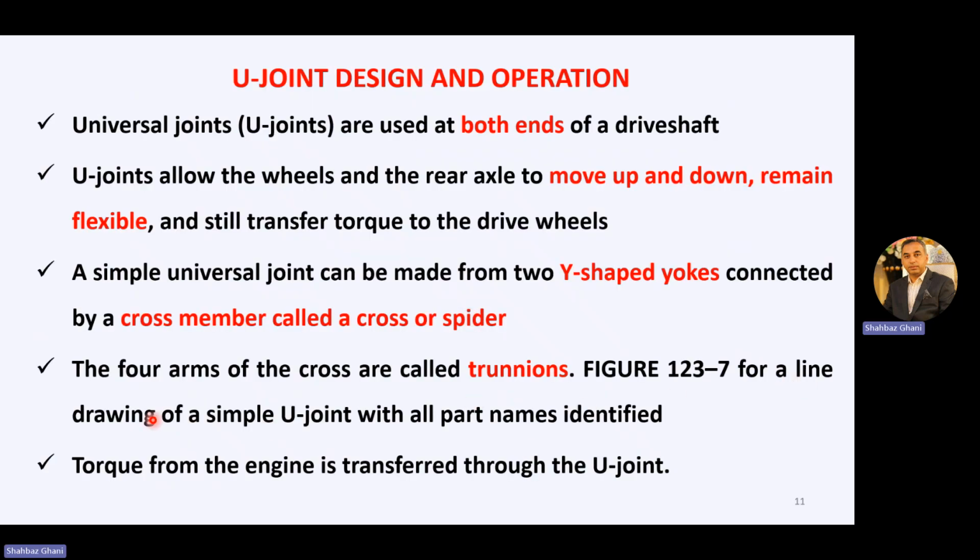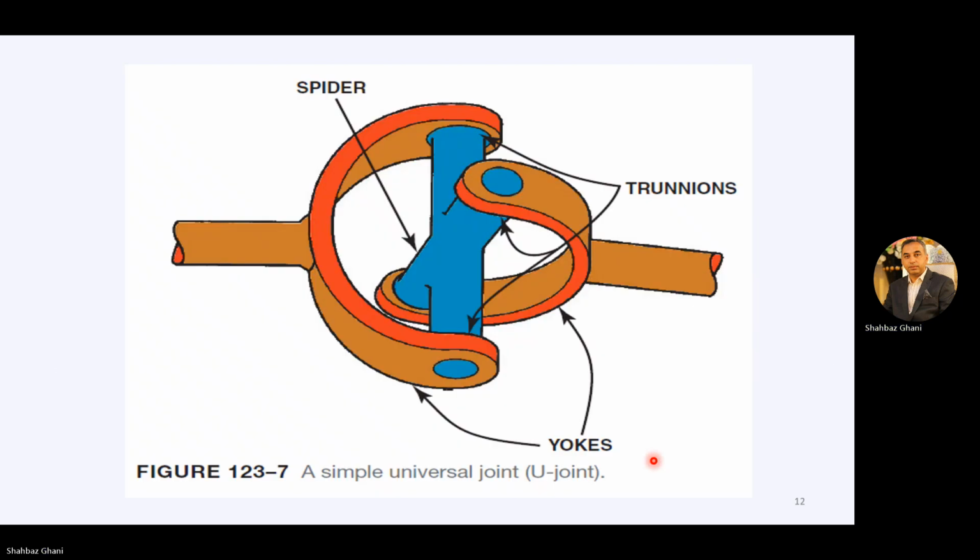In a line drawing of a simple U-joint with all parts identified, torque from the engine is transferred through the U-joint, then to the propeller shaft. So these are the Y yokes, two yokes, and this cross member is called the spider, and where it is attached to the yokes, that point is known as the trunnions.